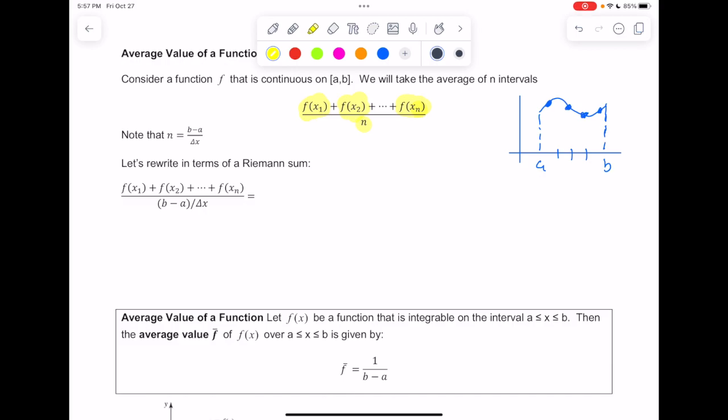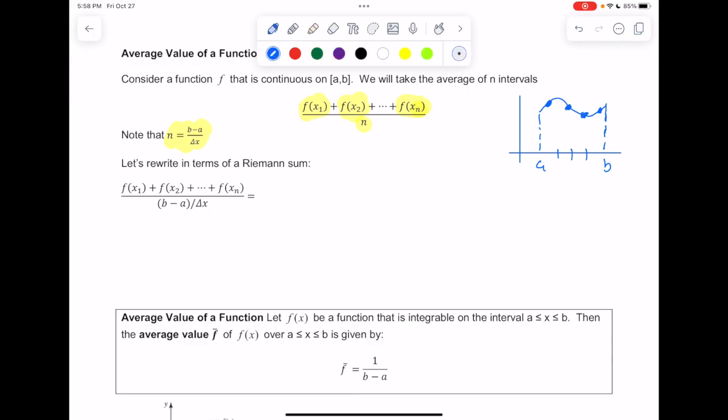If you did that, you would still just be approximating the average value of the function because you're not actually averaging all the heights, but just n of the heights out of infinitely many. So somehow we want to take the limit as n goes to infinity and have a way of evaluating this average of infinitely many points. So one of the keys to helping us do that is to realize that n is equal to b minus a over delta x.